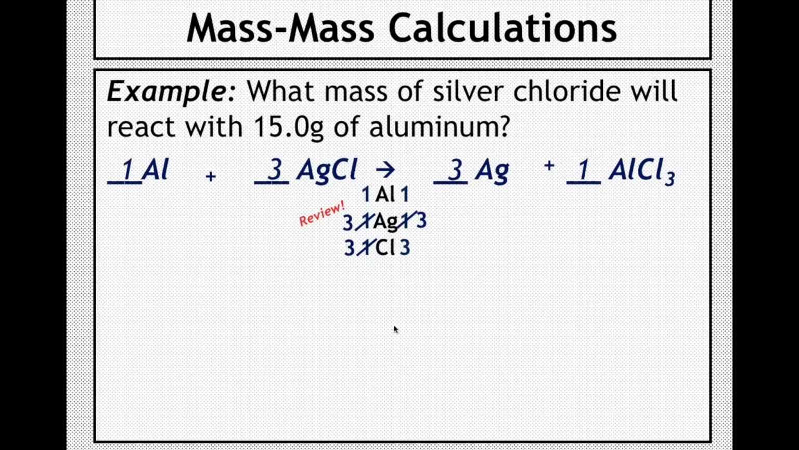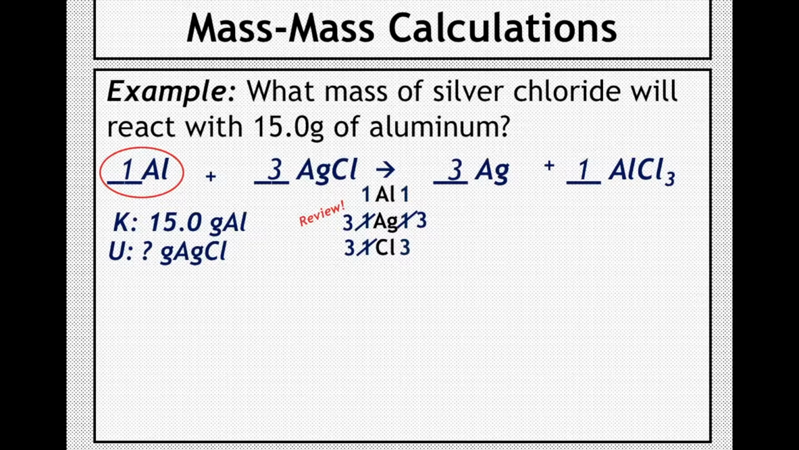Now we're going to go to our mole calculation. Our known is whatever the problem gives us. It gives us 15 grams of aluminum. And our unknown is the question. What's it asking for? What mass of silver chloride will react? So the unknown is question mark, mass, silver chloride.